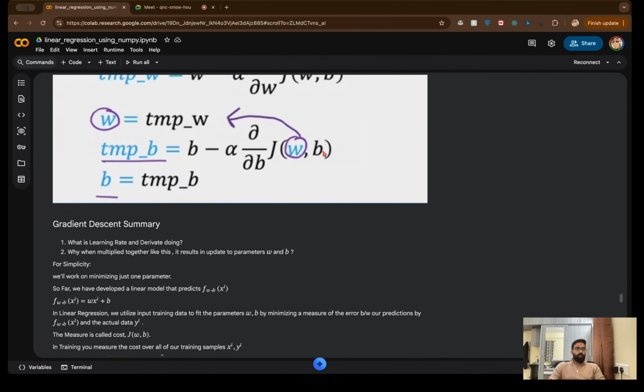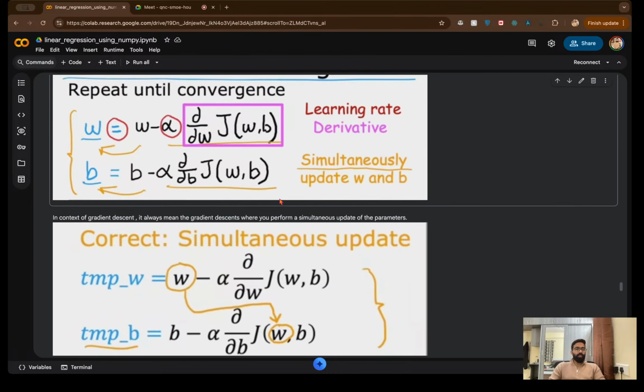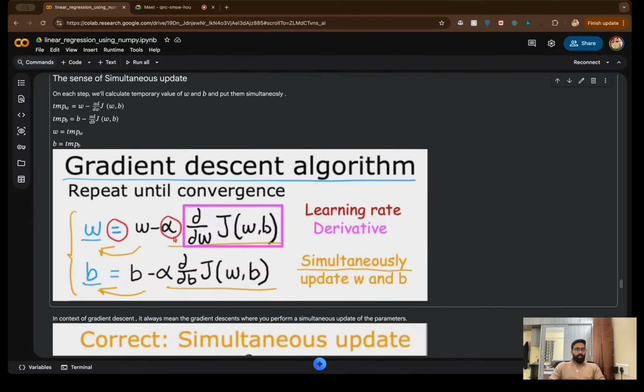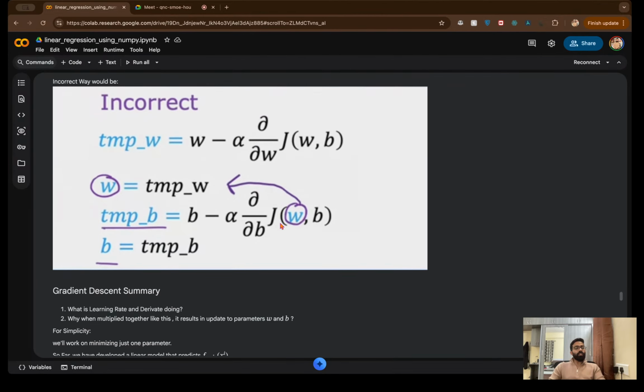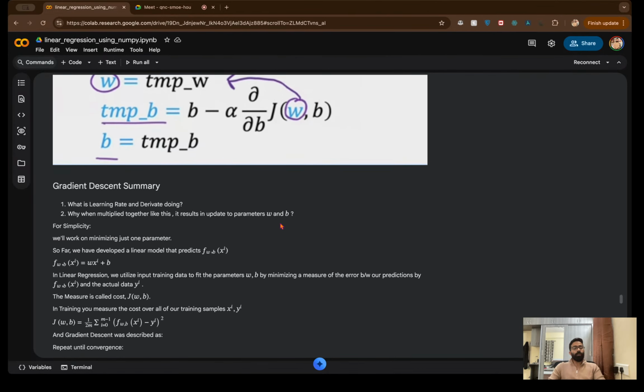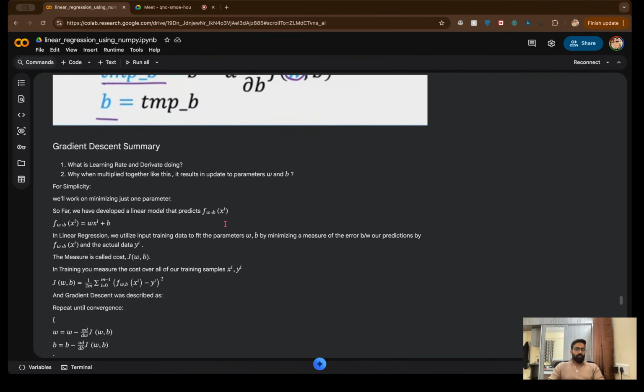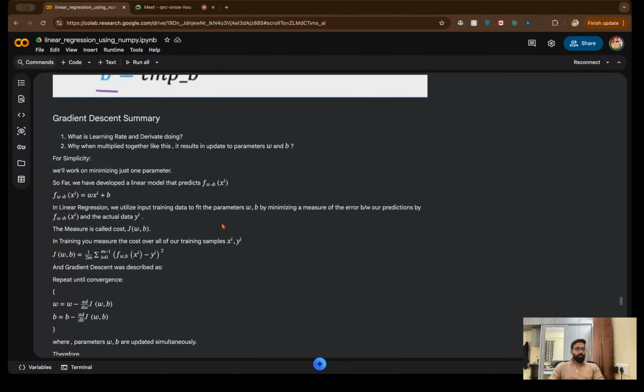So when I multiply the learning rate with the derivative, how am I getting this lowest value, the direction where I want to go? How is it happening? This is the question. For simplicity, we'll work on minimizing just one parameter.